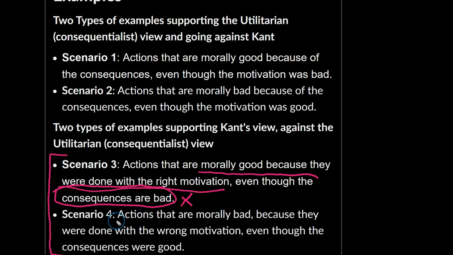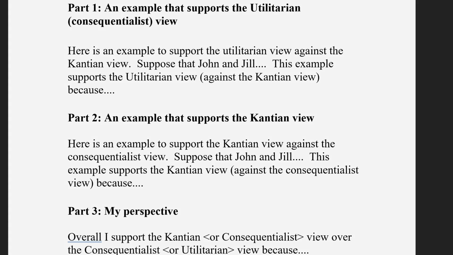Or the reverse scenario, actions where we tend to think, that was a bad action. Why? Because it was done for the wrong reason, that is, with the wrong motivation, even though the consequences were good. And so that corresponds with the 2 parts. First, your example, and then explicitly saying why your example is an example of scenario 3 or 4, and why it inclines us to support a Kantian evaluation more than a utilitarian, that is, a consequentialist one.